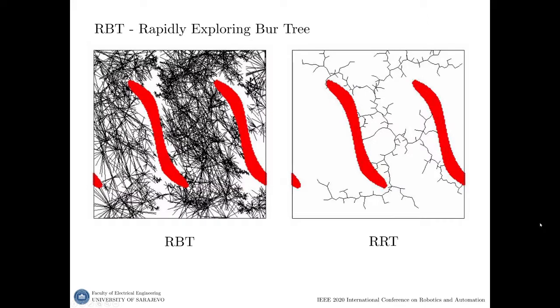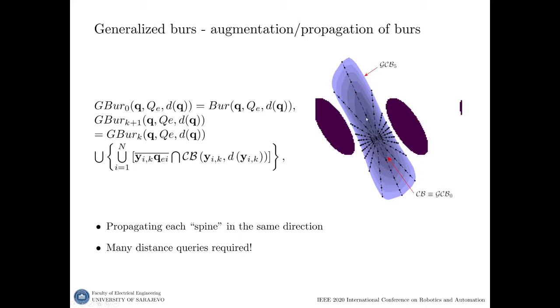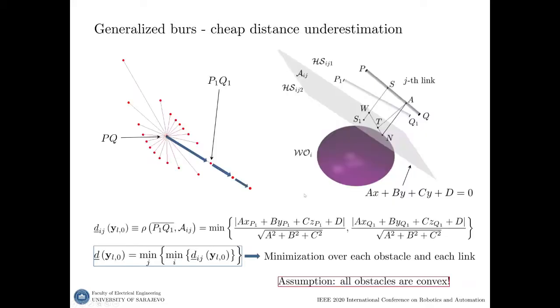A natural question arises whether we can acquire more knowledge about the free CSpace. More precisely, can we further propagate the spines of the Burr, possibly in the same direction? A naive way to do so would be to have another distance query at the end of each spine, compute a new spine, and attach it to a previous one. Thus, we obtain the structure called Generalized or Augmented Bur. Clearly, such an approach would be computationally very expensive, since it would require many distance queries. However, under the assumption that the environment is decomposed into a set of convex obstacles, we can successfully tackle this problem.